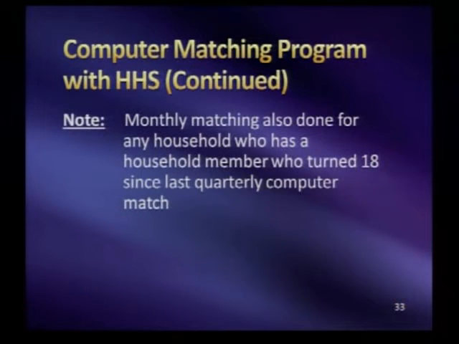and that's basically to capture information for individuals who have turned 18 since the last quarterly match, or to get income information of individuals who were newly admitted into the program. So we wouldn't want you to have to wait until the next quarterly match to get the income information. So once you send in your new admission or your historical adjustment, we will match those within the next monthly cycle.